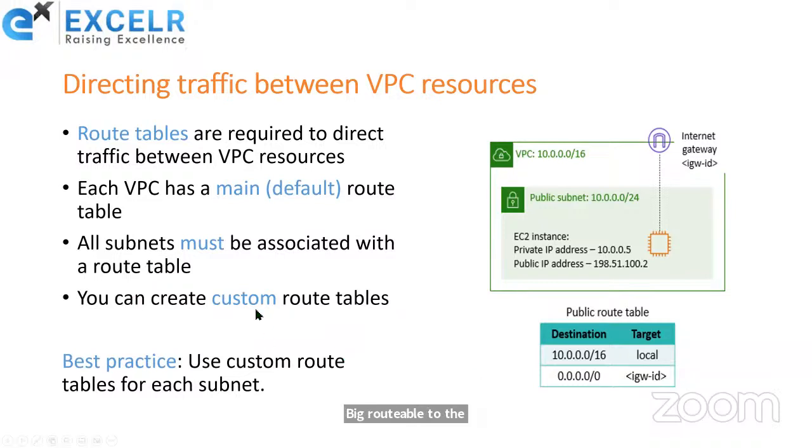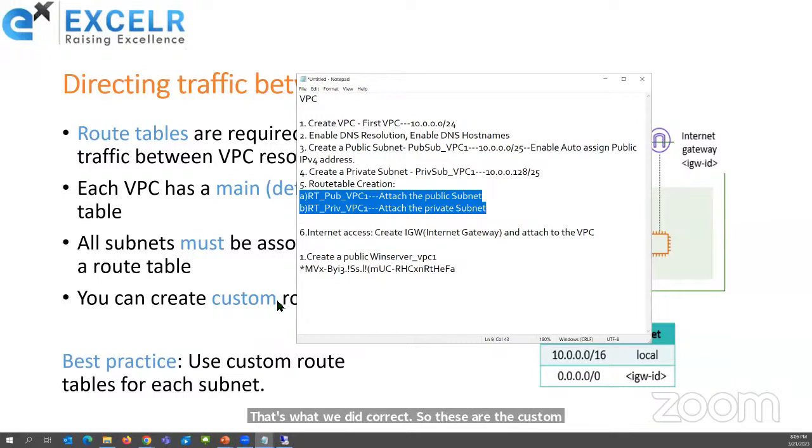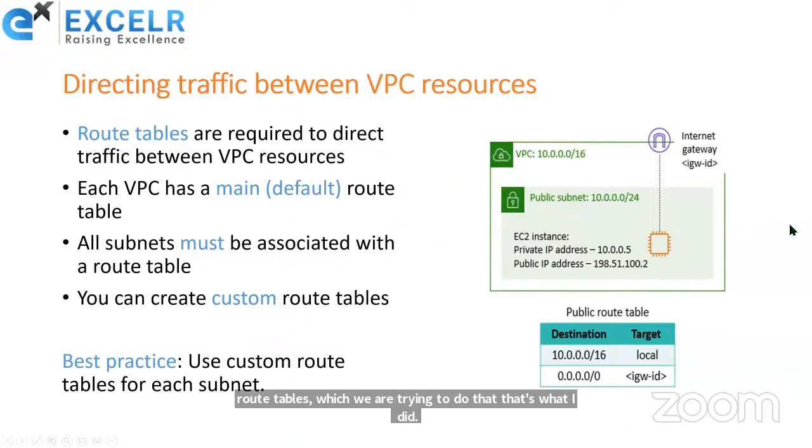Now, you can create custom route tables. That's what we did. By default, when any VPC is created, a default route table is created. So we can create custom route tables based on the needs and project requirements. Right now, I created custom route tables with the private route table name and the public route table name, correct? We have created the custom names. Best practice: use custom route tables for each subnet. That's what we did, correct? So these are the custom route tables, and it is telling the same scenario that we have done.